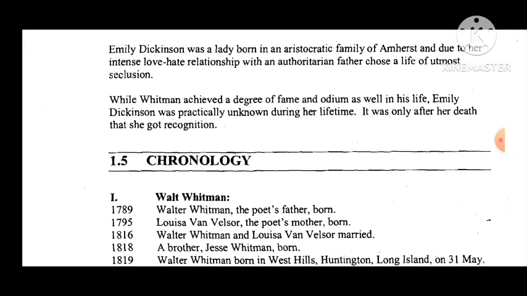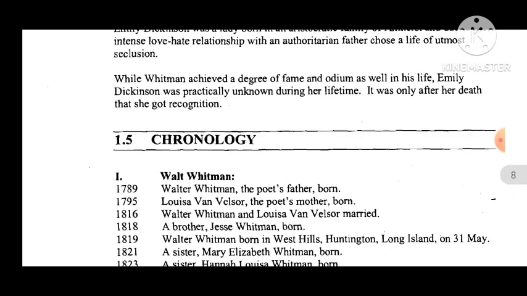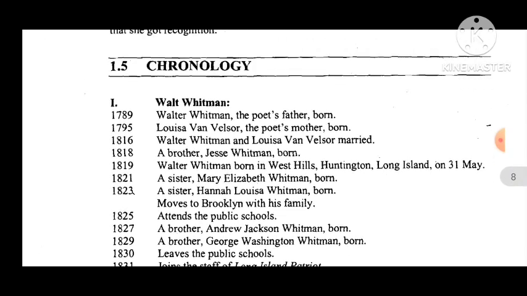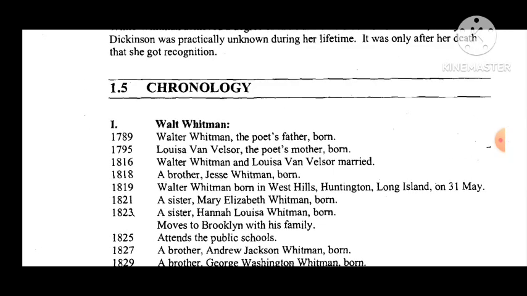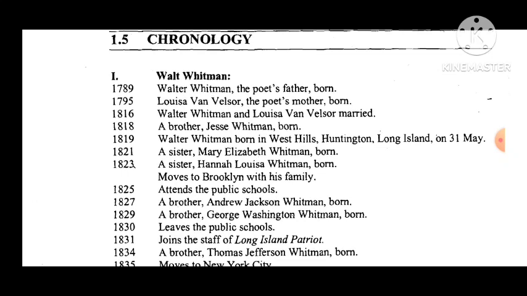While Whitman achieved a degree of fame and odium as well in his life, Emily Dickinson was practically unknown during her lifetime. It was only after her death that she got recognition. Okay, here is the chronology. The sequential chronology is the documentary sequence of the years and works or achievements of Walt Whitman and Emily Dickinson. So we will study what the achievements are and in which year he achieved what.